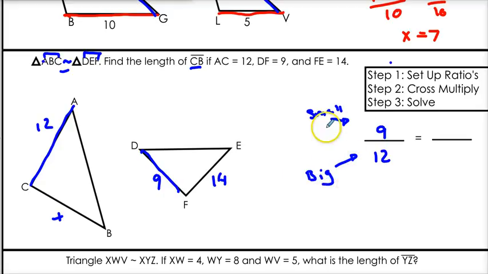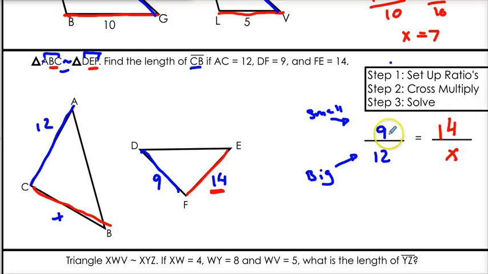Okay, so my next ratio is going to be 14 and X. So that's FE and BC. See how those correspond? Those are our corresponding sides. So let's set up the same ratio. Now remember, we're putting our smaller triangle on top, so we're going to put 14 on the top because that's from our smaller triangle, and X on the bottom.